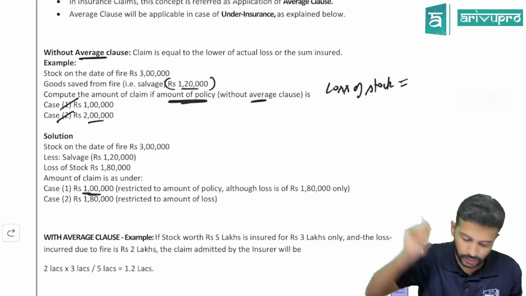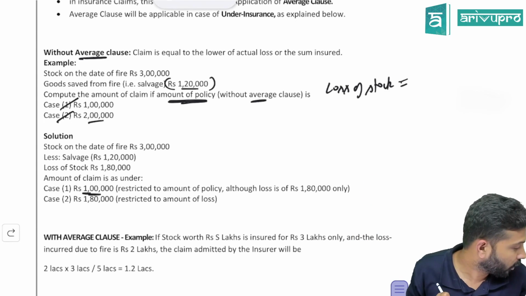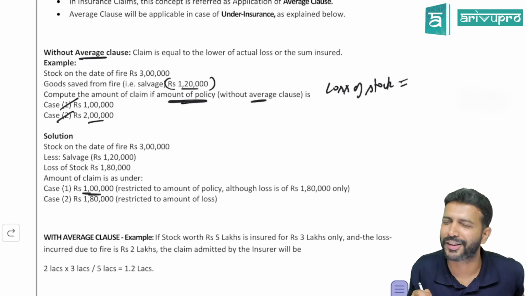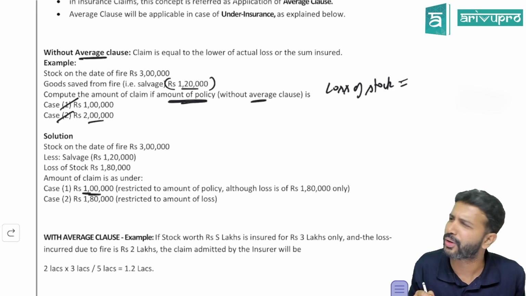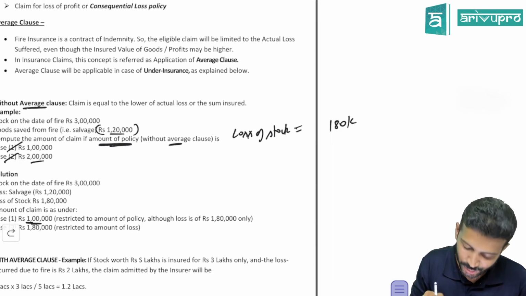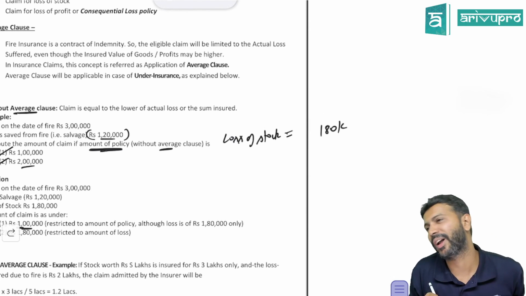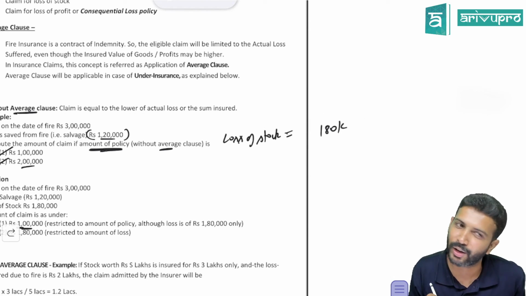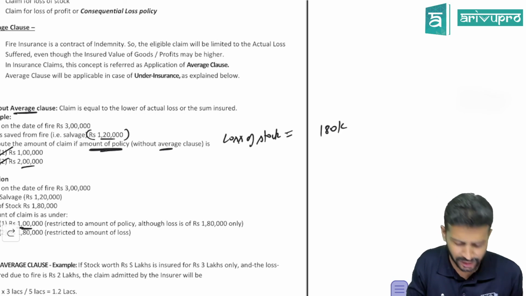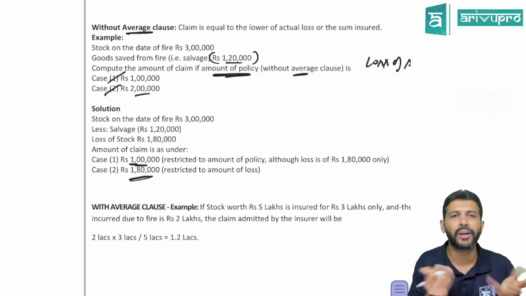Okay? Case 2, you have taken it for 2 lakh. Now you get excited. I've taken it for 2 lakh, give me 2 lakh. No. Will they give? You can ask for star, moon, 2 lakh, whatever. What will they say? I understand, but please understand. They will give you one diplomatic answer: please understand us also. You have suffered a loss of only 180. So though your policy value is 2 lakh, the loss you have suffered is only to the extent of 180. So in case 2, your claim will be restricted to 180.